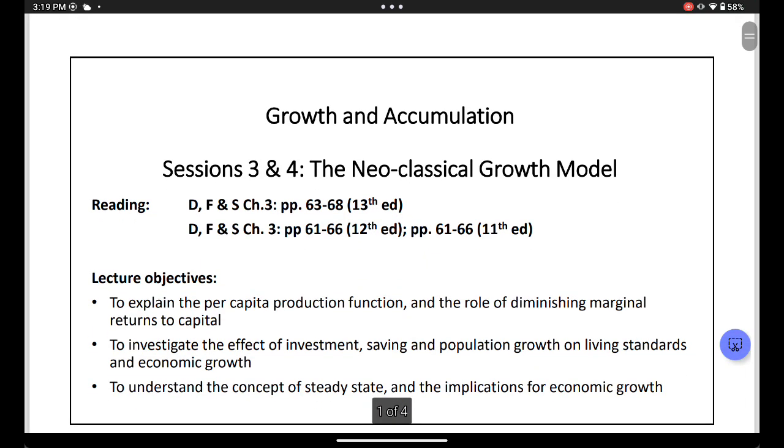Okay, so this is session 3 to 4. Now we finished the normal production function, discussing all that in the previous videos. If you never watched it, go watch it. So now we're in a new theory, right? The neoclassical growth model now.